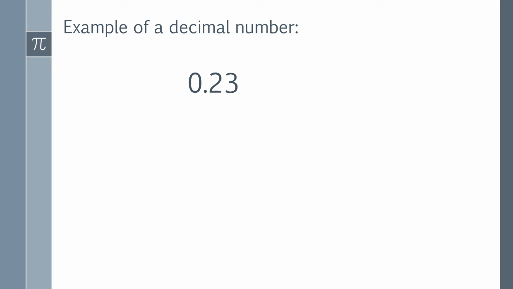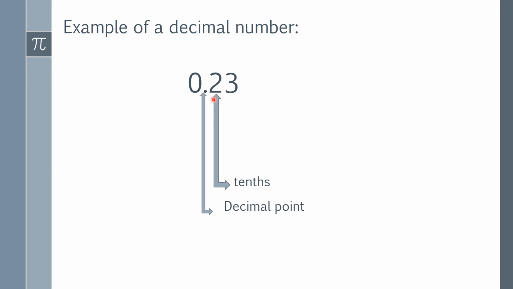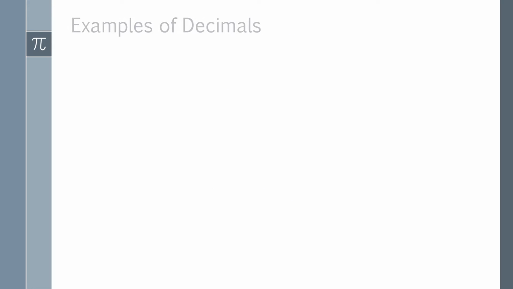Example of a decimal number. So this is an example of a decimal number. So this is once again the decimal point, and this digit is the tenths place value, and this one is the hundredths place value. So here are some examples of decimals.